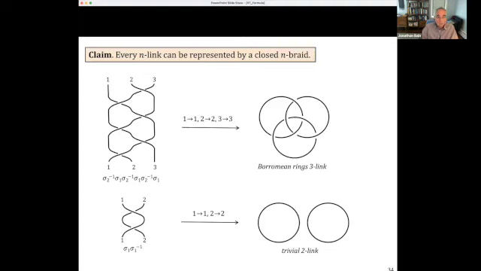It turns out that every n link can be represented by a closed n braid. I think this is due to a theorem by Alexander. So for instance, we can get the Borromean rings three link by taking the closure of this particular three braid, right? Identifying the endpoints of the first strand and the endpoints of the second strand and the endpoints of the third strand. And in doing so, we get this closed three link. And similarly, the trivial two link consisting of two disconnected circles can be represented by the closure of this two braid, right, given by sigma one times its inverse.